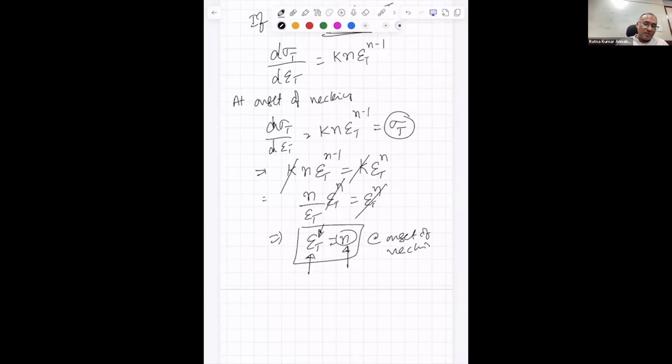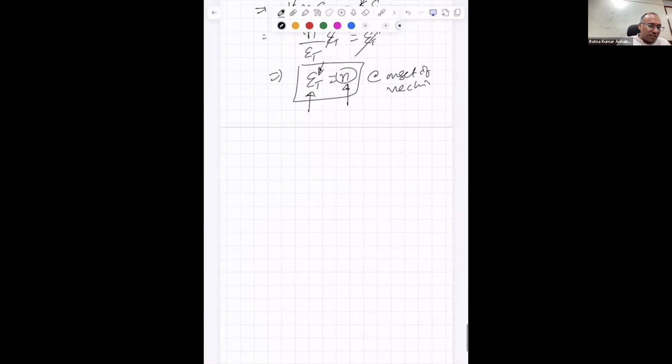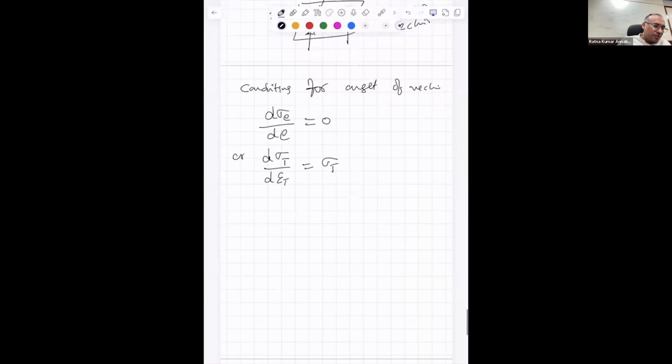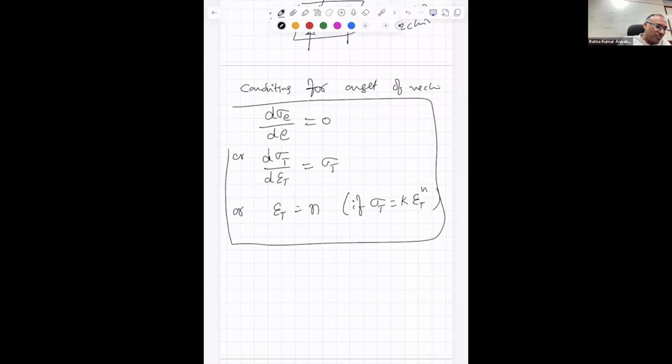Okay. So the condition for onset of necking is d sigma E by d E is equal to 0, or d sigma T by d epsilon T is equal to sigma T, or epsilon T is equal to n if sigma T is equal to K epsilon T power n. These are all equivalent conditions for onset of necking.